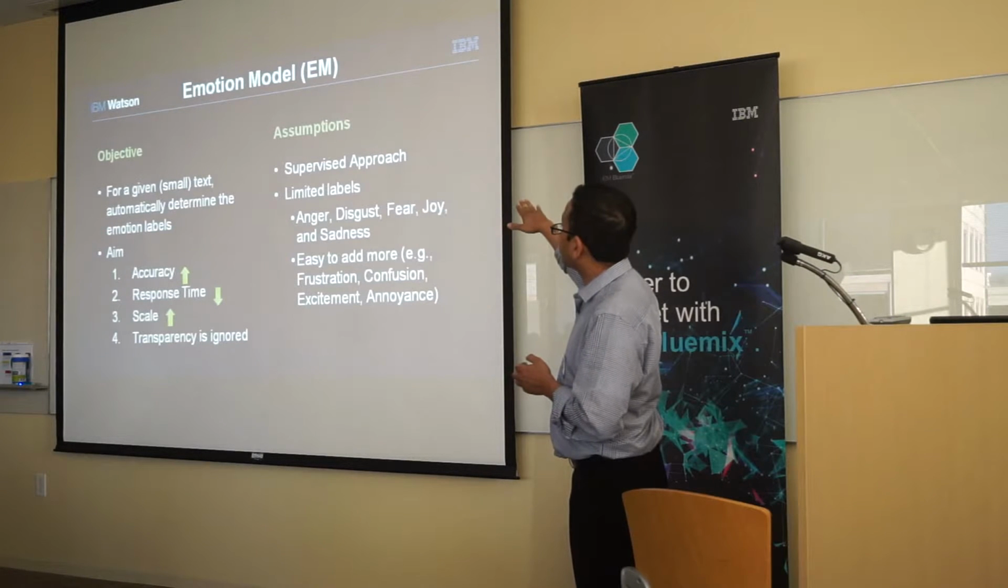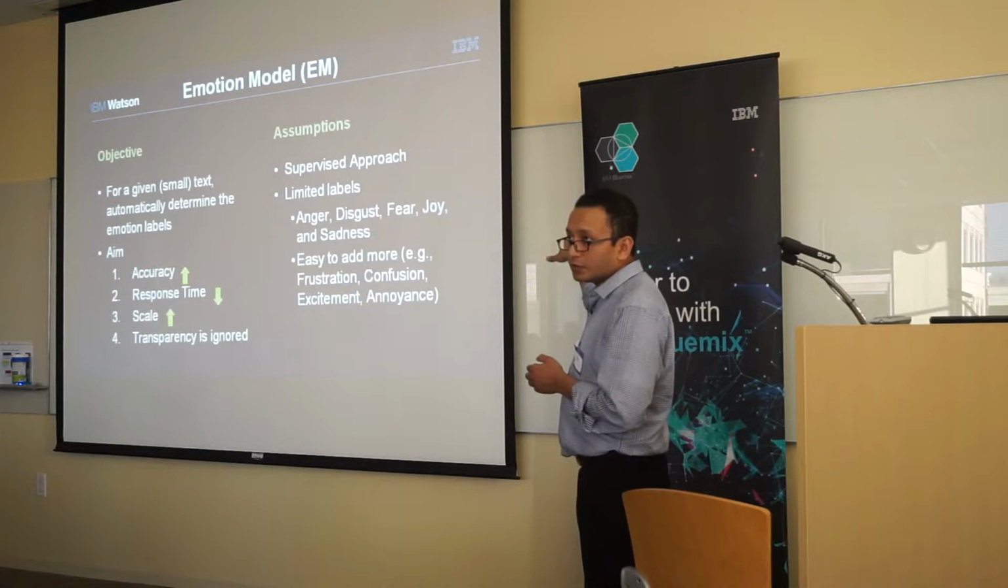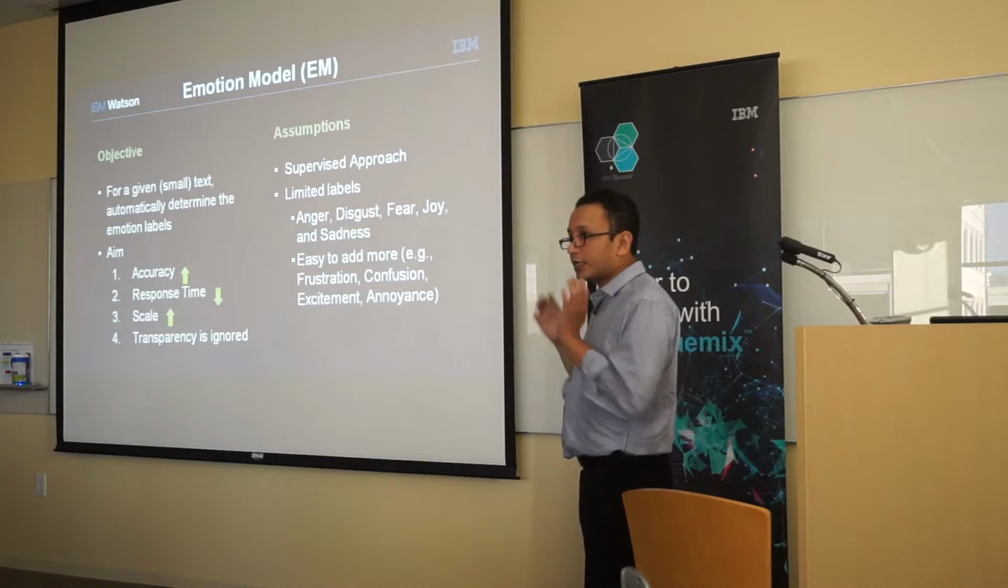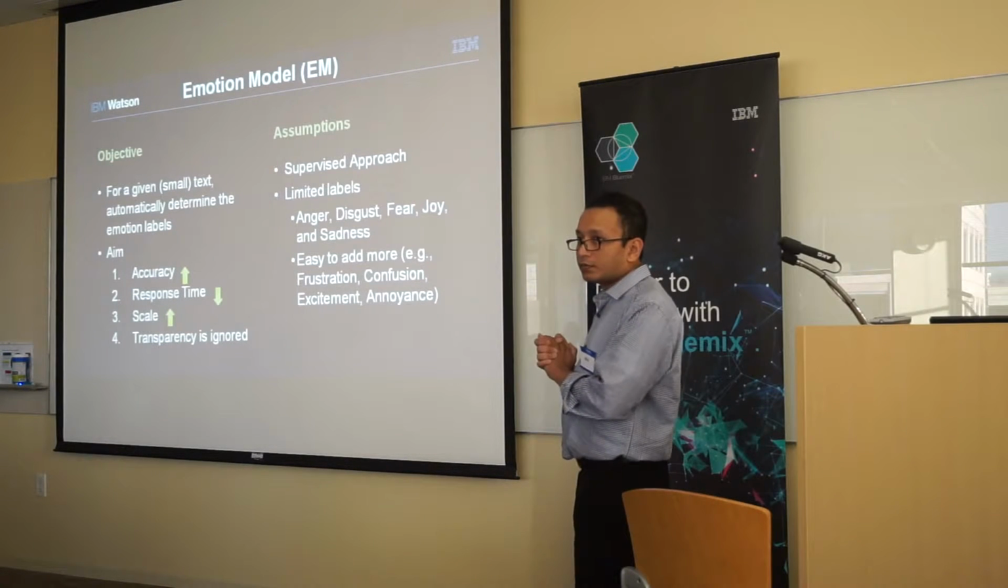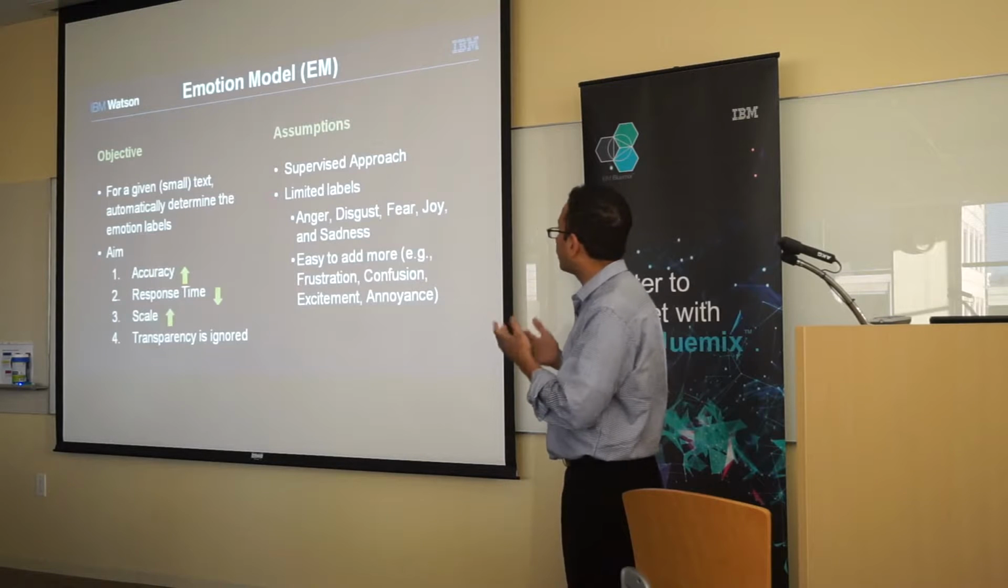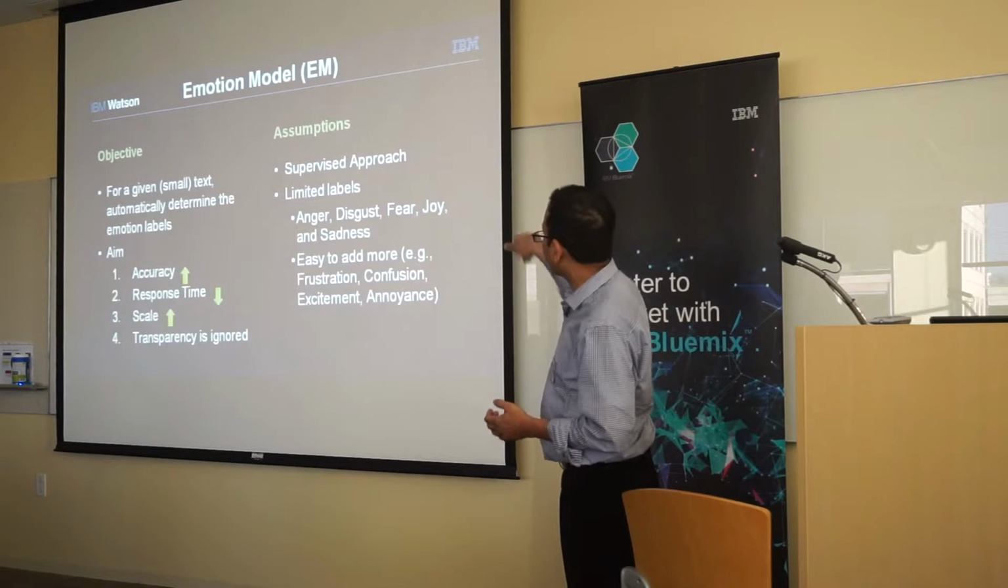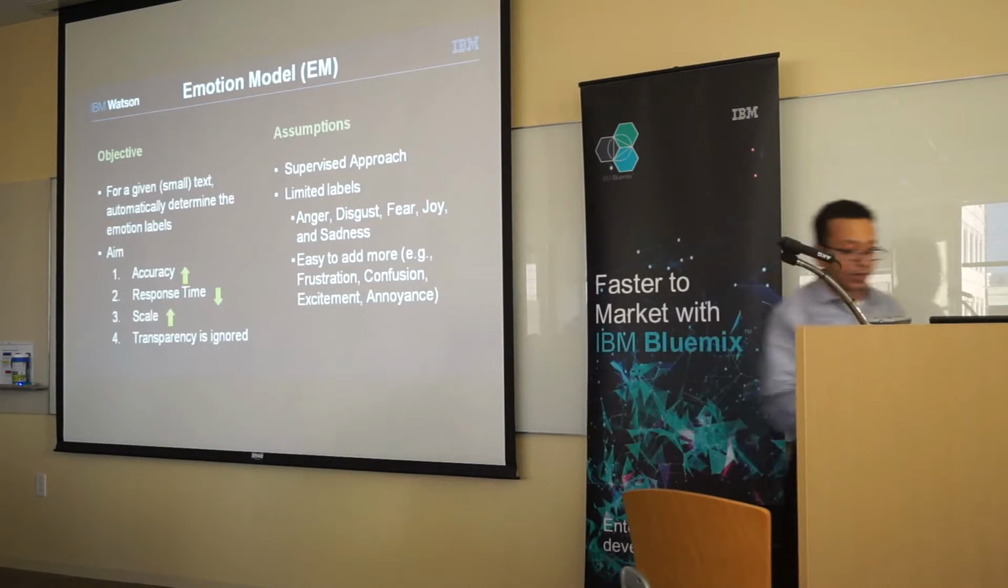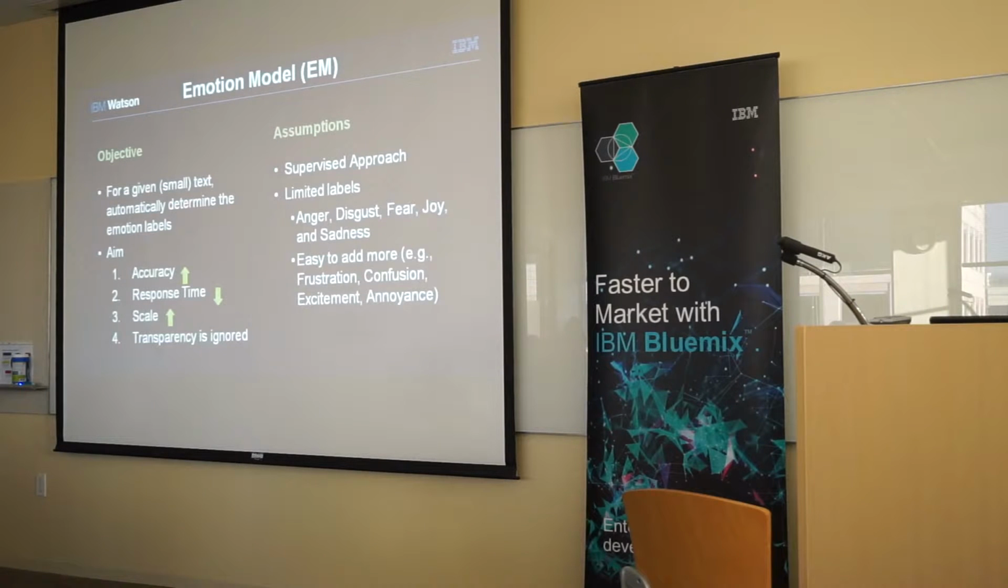Assumptions: as of now, our approach is supervised. So we collect training examples, we train the model, and then we can test the prediction for that model. We have a limited number of labels, but we could add more, as I was saying, like frustration, confusion, and whatnot.